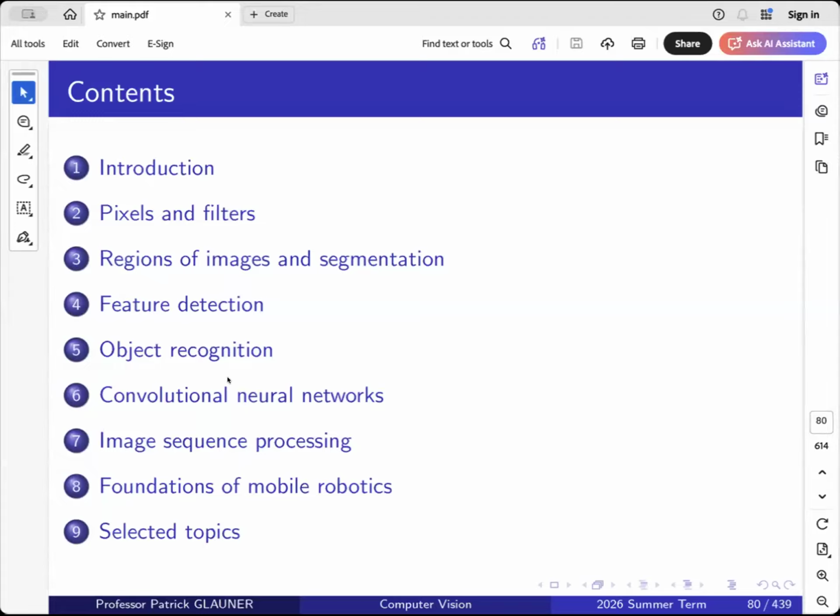So that's why we'll have the lecture next week as usual at 2 p.m. and we'll look into object recognition and convolutional neural networks. Are there any questions from you so far about the organization or the content or anything? If there are any questions, you can turn on your mic or you can just share the questions here in the chat and I'll be happy to respond.